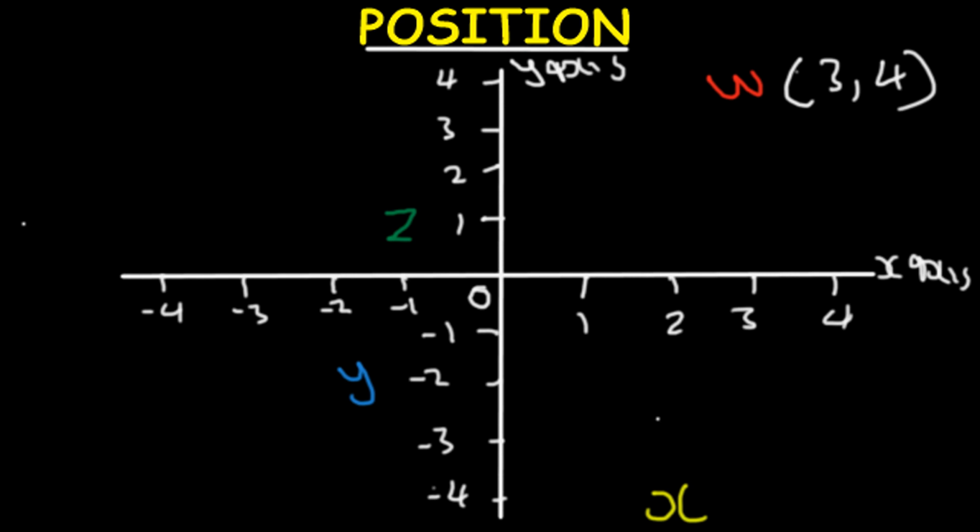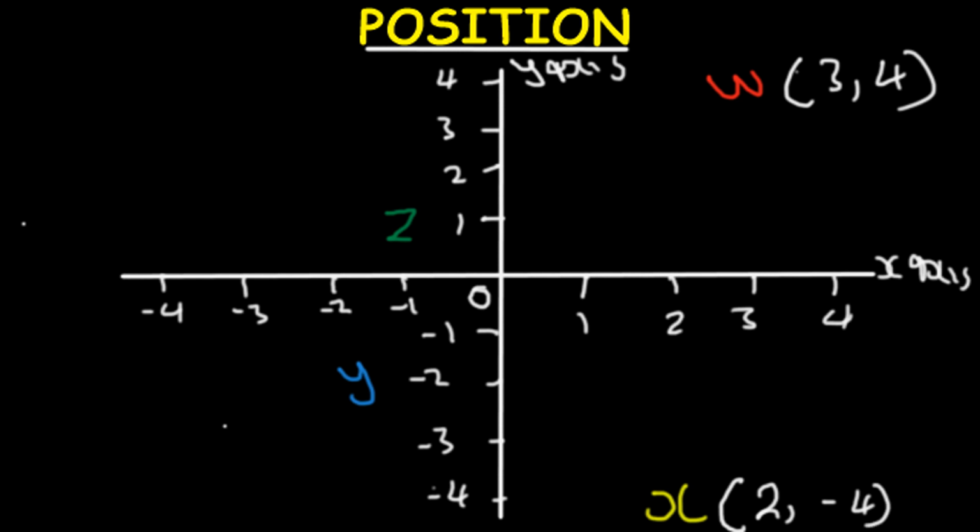So what about point X? What will be the specific position? Now, it turns out that point X moves 2 units from the origin towards the right, and at the same time, it moves 4 units from the origin in the downward direction. Therefore, its specific coordinate point will be (2, -4).